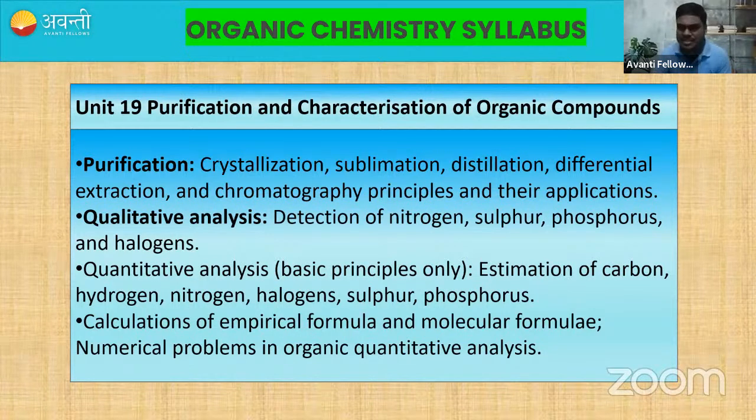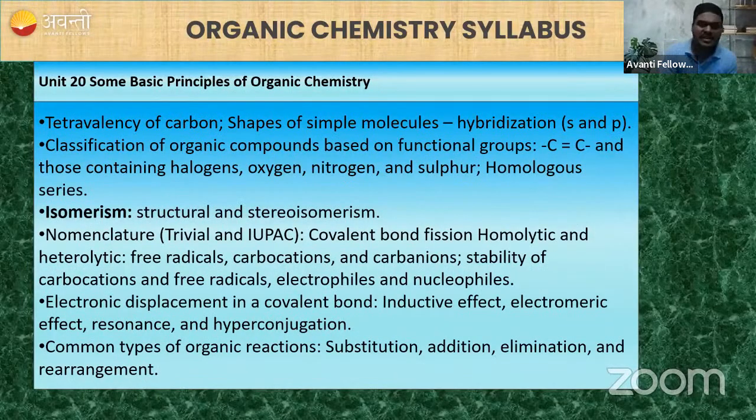So the purification and characterization of organic compounds. In this we already studied purification and qualitative analysis. In the next chapter, some basic principles of organic chemistry, we study the isomerism part and the types of effects, that is the electromeric effect, inductive effect, and mesomeric effect. This GOC is very important because through this only you understand the mechanism of organic chemistry. So if you want to keep your organic chemistry strong, you must command all these things: what is the inductive effect, what is isomerism, what is the electromeric effect, and what is the mesomeric effect.